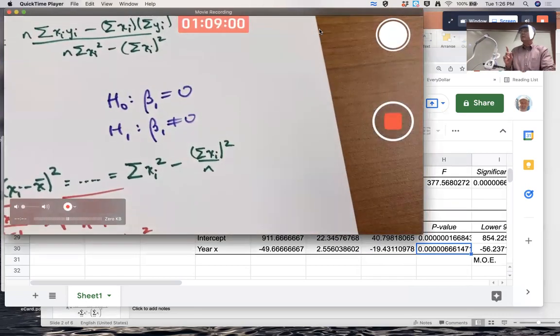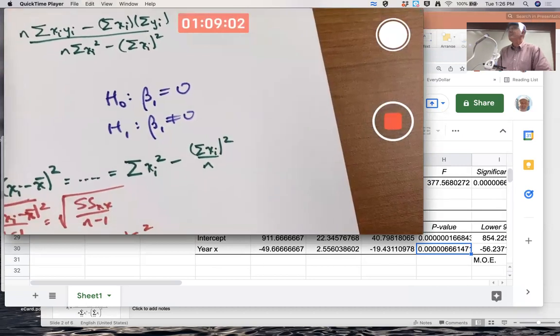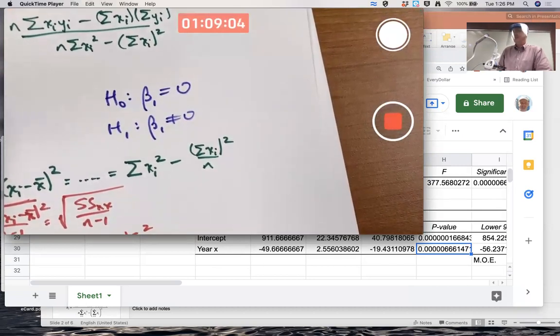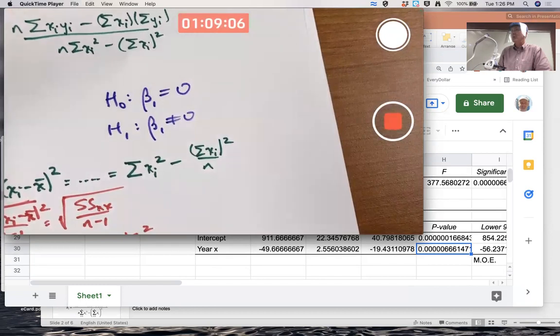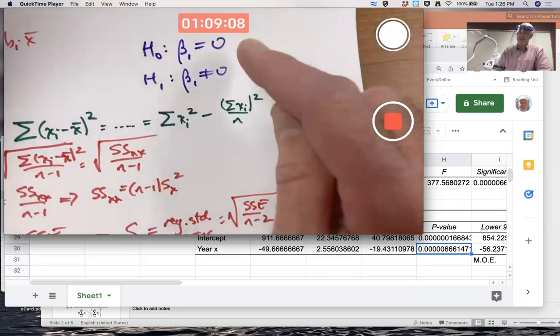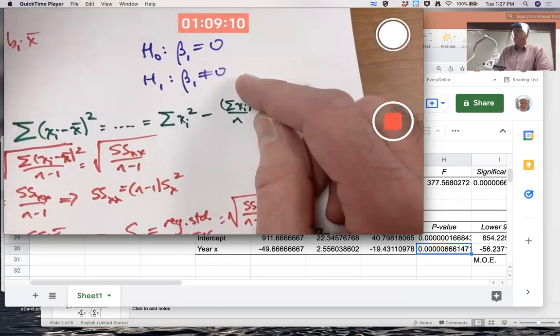Therefore, with how many degrees of freedom? N minus 2 degrees of freedom. Yes, that's right, n minus 2. We reject this null hypothesis in favor of the alternative. We say the population slope is non-zero.